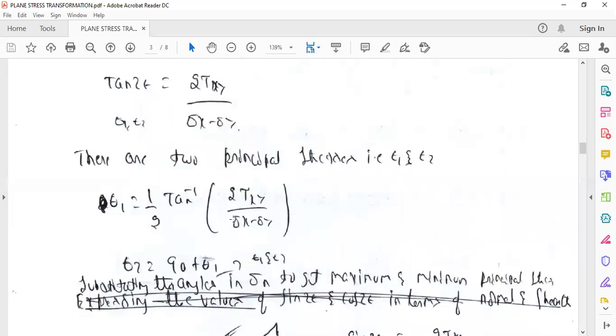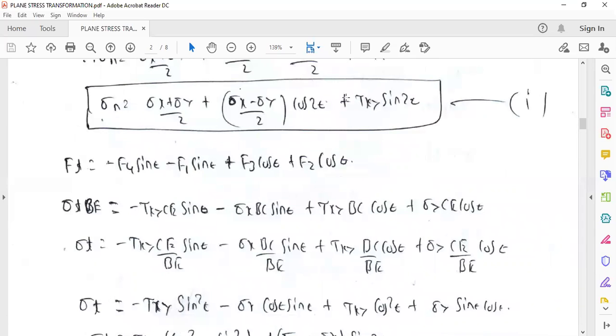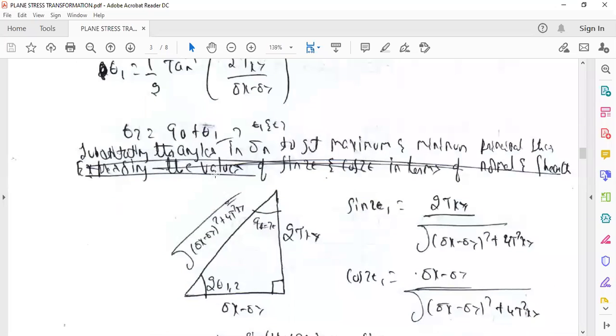Now in this expression, I have a tan 2 theta expression, but it will be easy for us if I directly substitute for cos 2 theta and sin 2 theta. So tan 2 theta is given by 2 tau xy by sigma x minus sigma y. I will replace this as 2 theta. This will be 2 tau xy, this will be sigma x minus sigma y. Then by Pythagoras theorem, a square plus b square gives the hypotenuse, root of (sigma x minus sigma y) the whole square plus 4 tau xy square. It will be your hypotenuse.